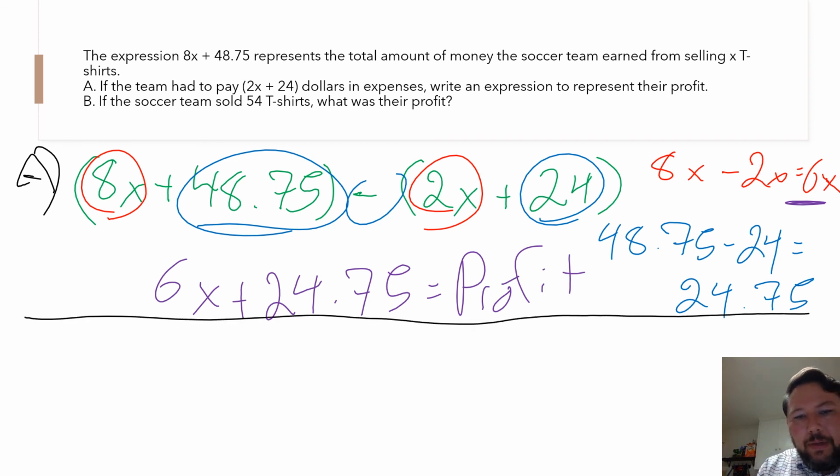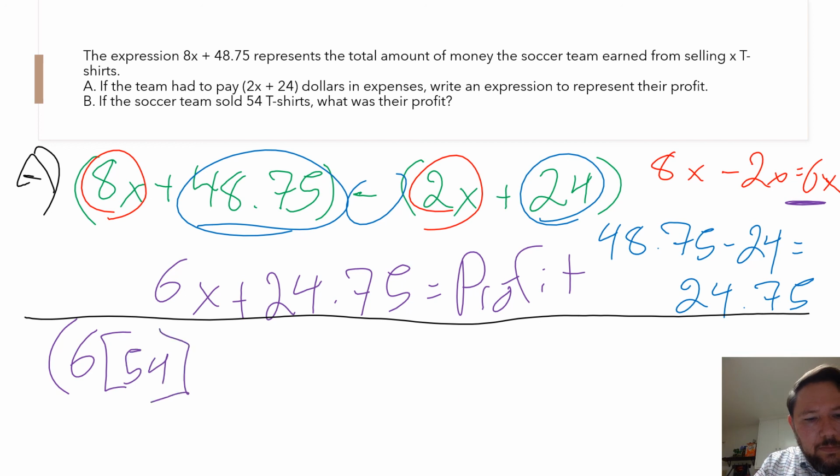Now, part B tells us what X is. So if the soccer team sold 54 t-shirts, what was their profit? Well, we're just going to write our formula with 54 in place of the X. So 6 times 54 plus 24.75. I didn't need that extra parenthesis. My apologies. Let me rewrite that.